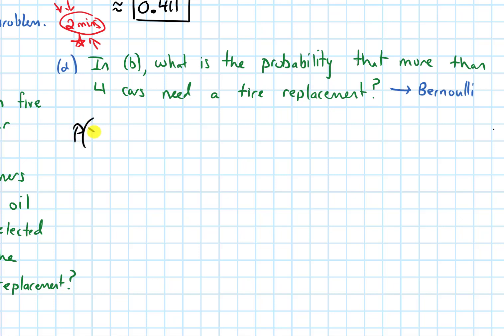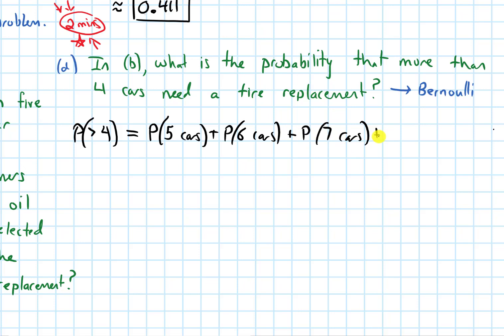So if I want the probability of more than 4 cars, well, that could be the probability of 5 cars plus the probability of 6 cars plus the probability of 7 cars plus, and so on, up until the probability of 20 cars, that all 20 need a tire replacement. But that is a bunch of values, a bunch of probabilities. So doing it like this is definitely looking tedious.